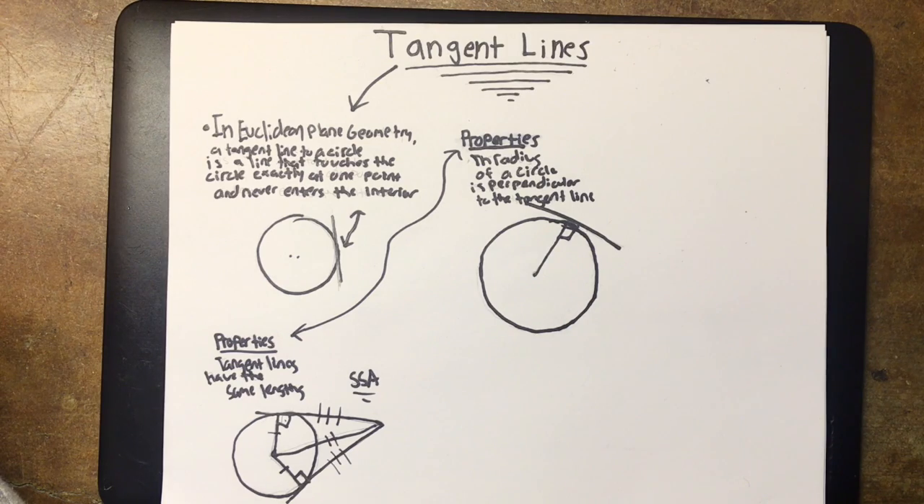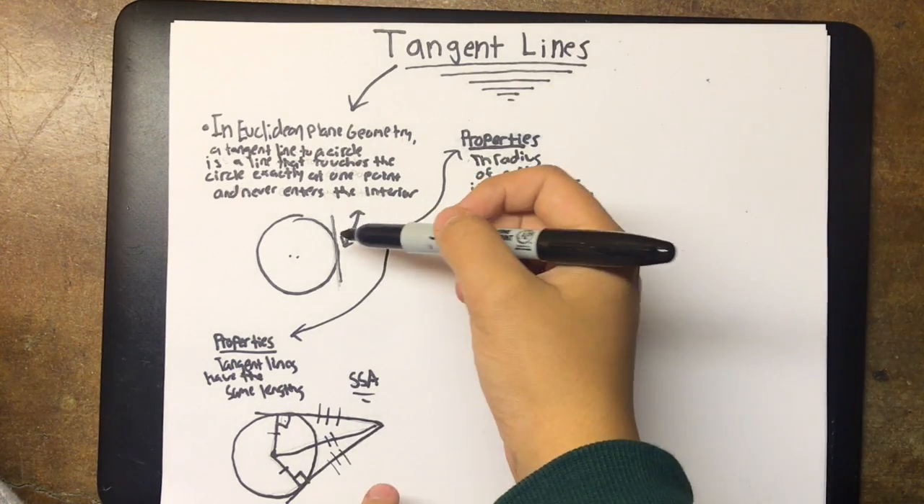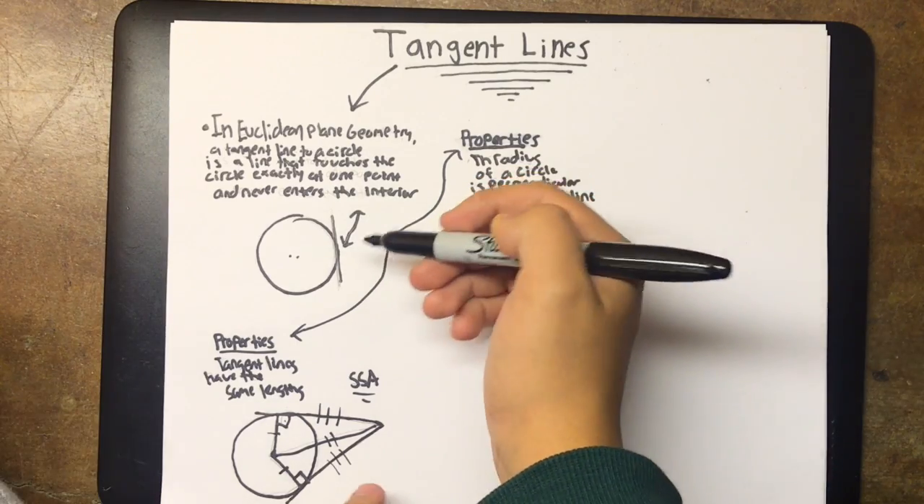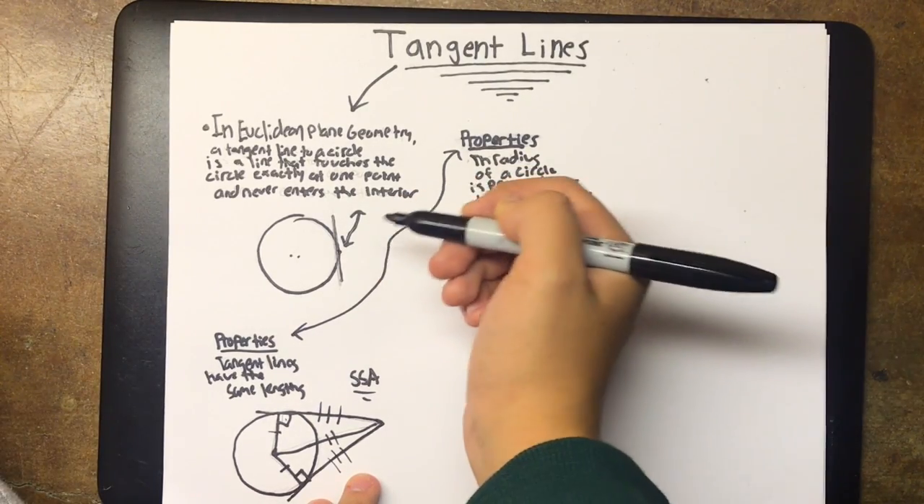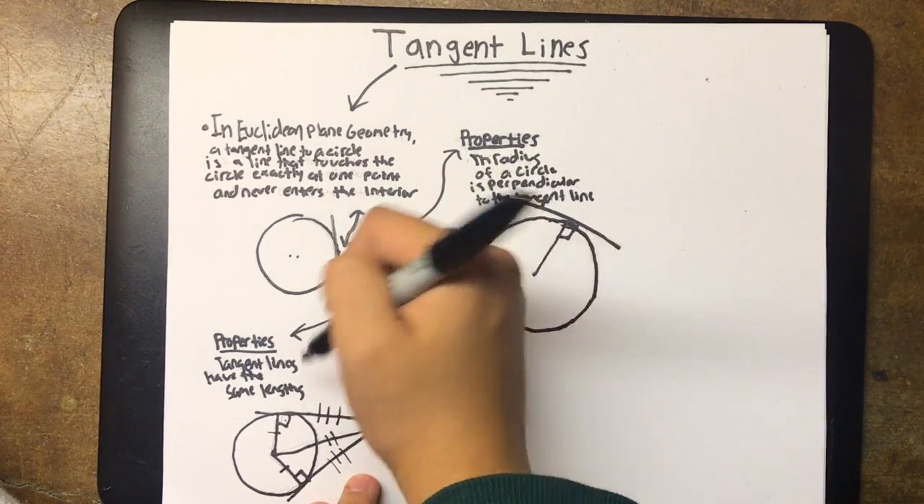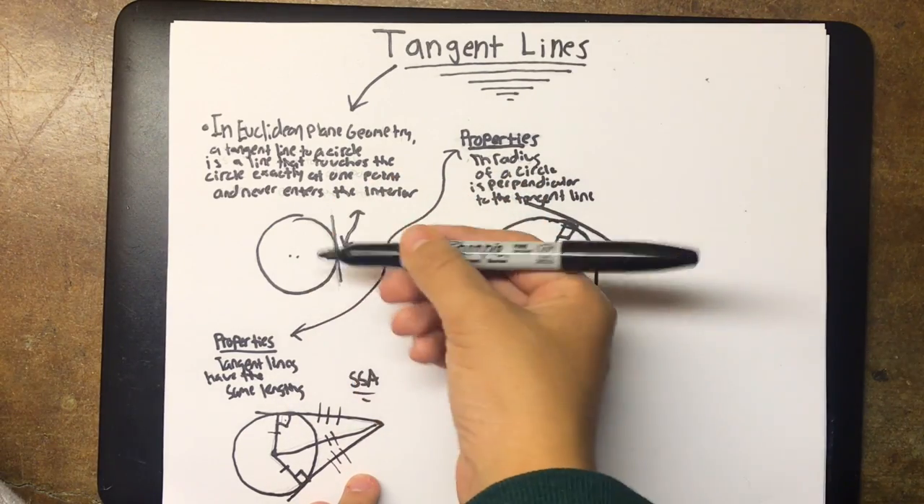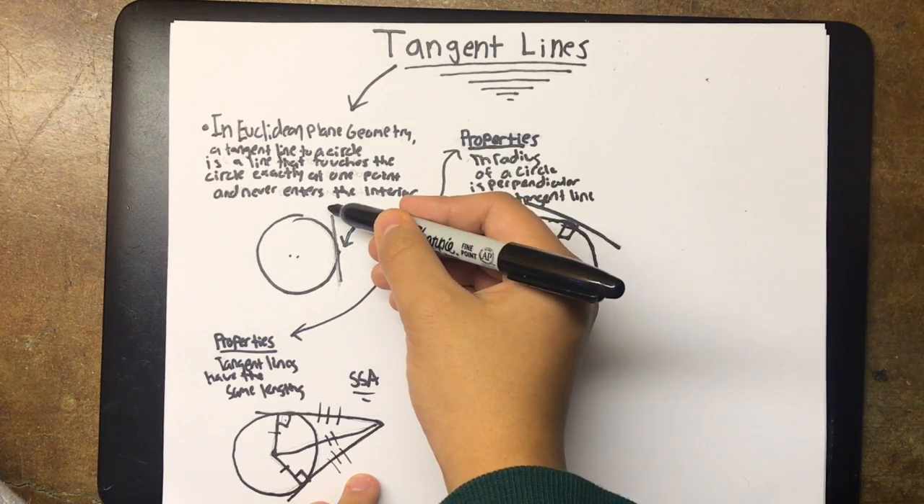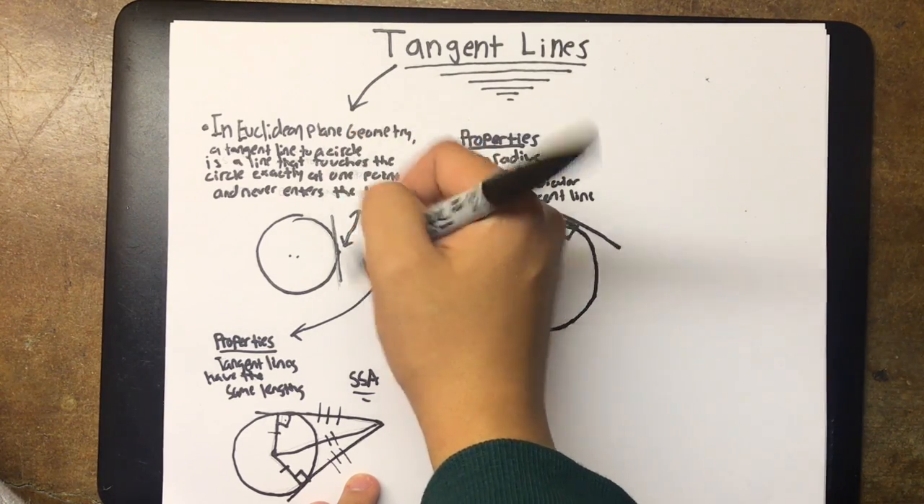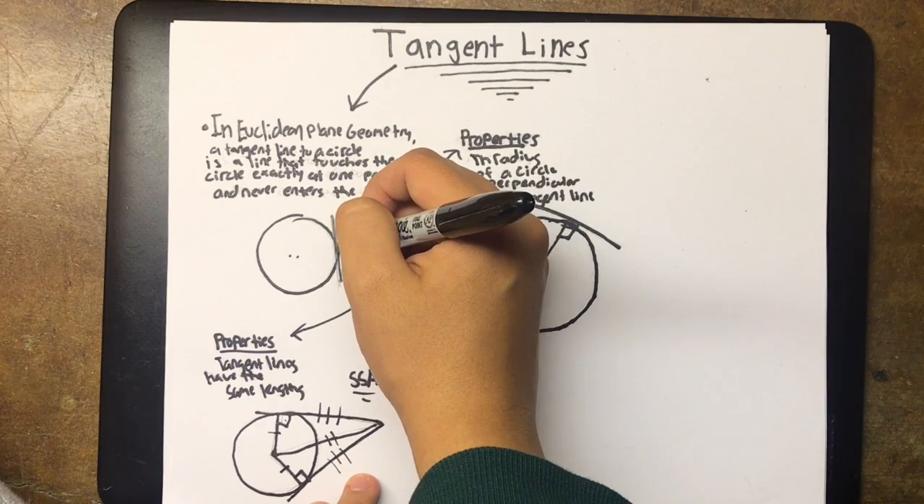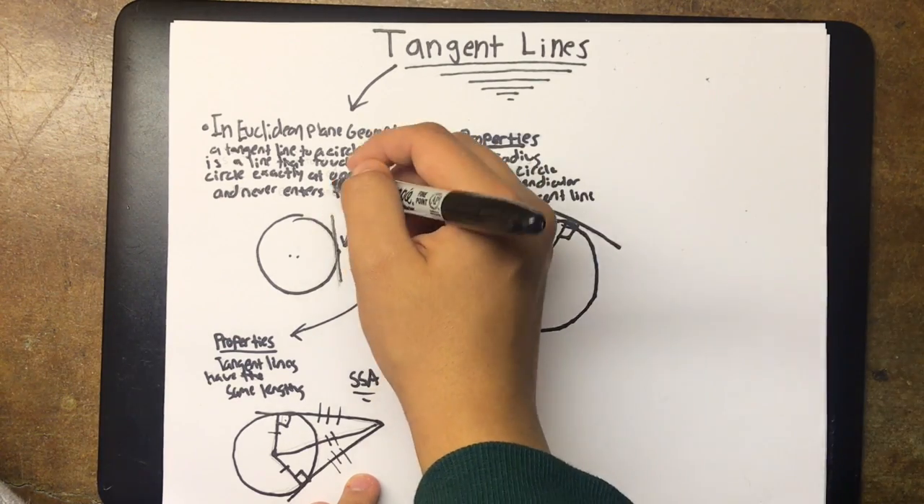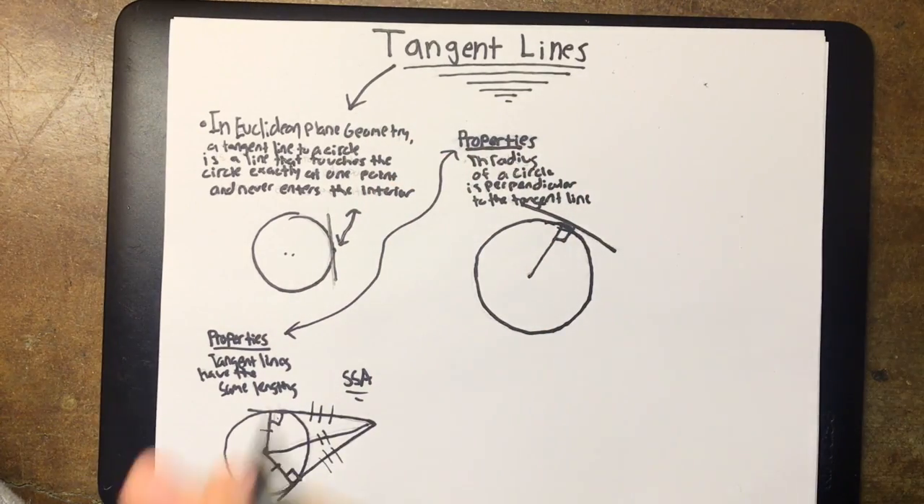So first off, in Euclidean plane geometry, a tangent line to a circle is a line that touches the circle exactly at one point, as seen right here, and never enters the interior. So if you look at this example, the tangent line is a straight line that touches exactly one point on the circle, which is around here, and never actually enters the interior.